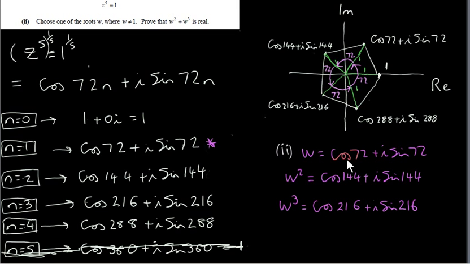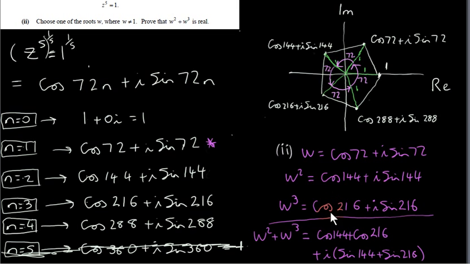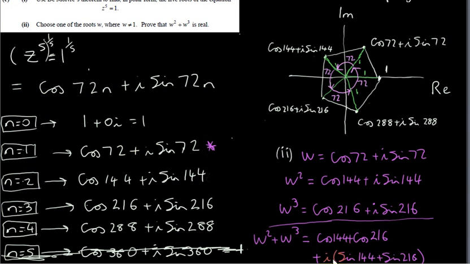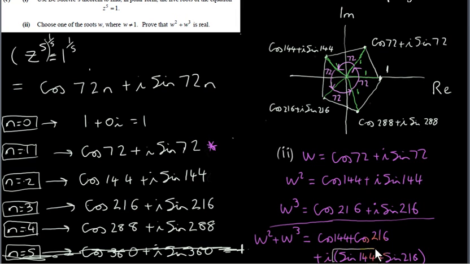Similarly, we can get w cubed. We just put w to the power of 3, use De Moivre's Theorem, and multiply 3 by 72 to get 216. Now we have to prove that w squared plus w cubed is real, so we have to add w squared onto w cubed. Well, we just add the real parts, so we get cos of 144 plus cos of 216, and then we add the imaginary parts, so we get i times sine of 144 plus sine of 216. If we want to show that w squared plus w cubed is real, all we've got to do is show that the imaginary part is 0. So we just have to show that this part here is 0.